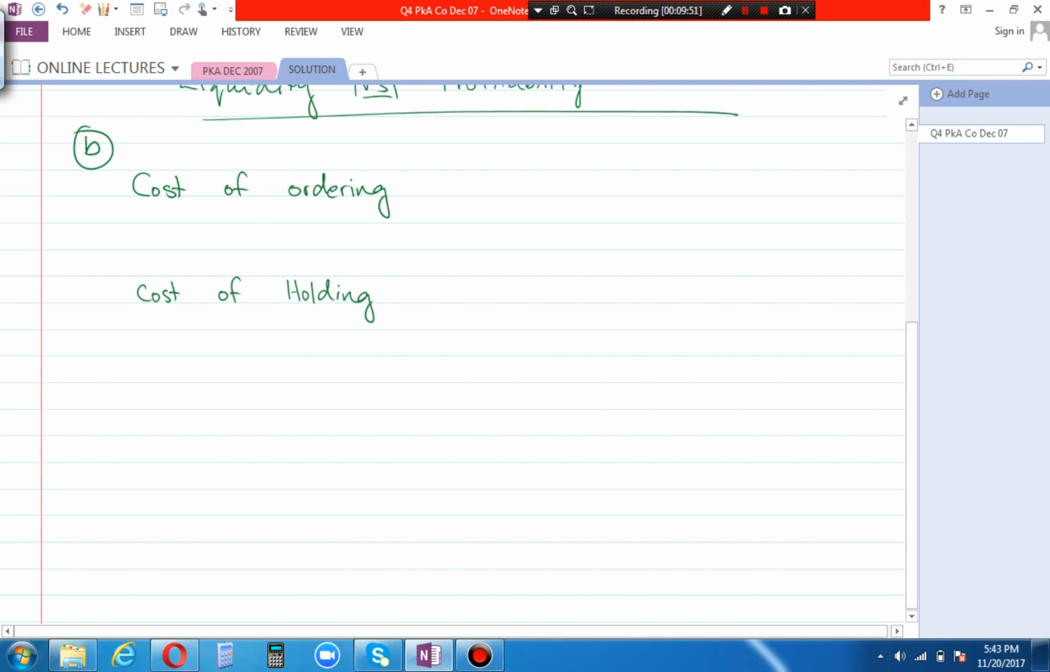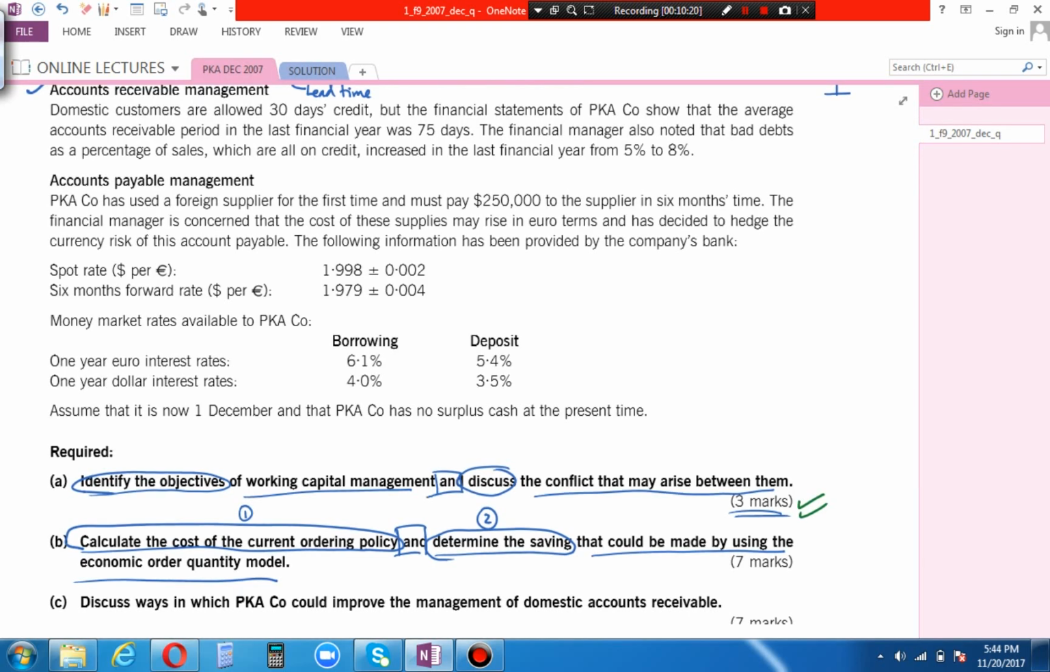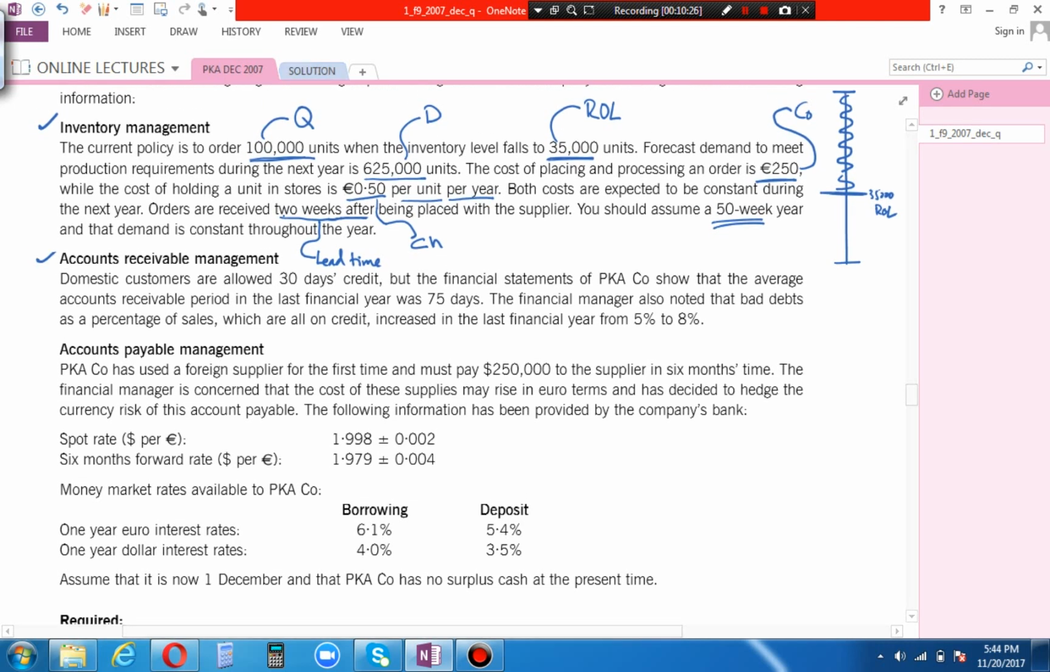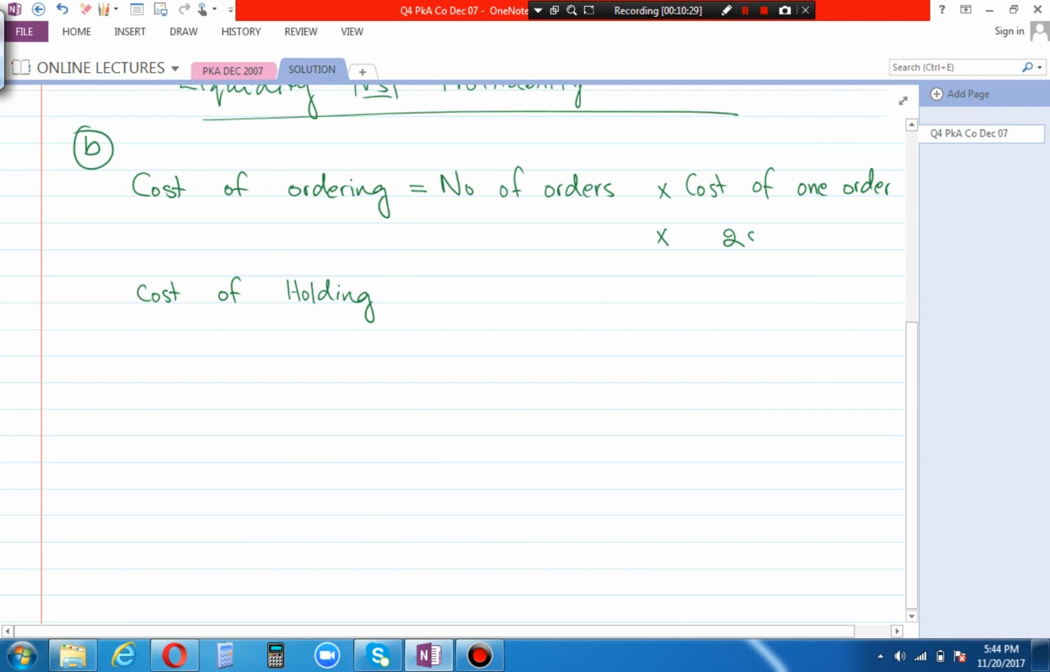And what is the formula for the cost of ordering? When you calculate cost of ordering, obviously you multiply number of orders with the cost of one order. The cost of one order in our question is CO, and it is 250 euros.